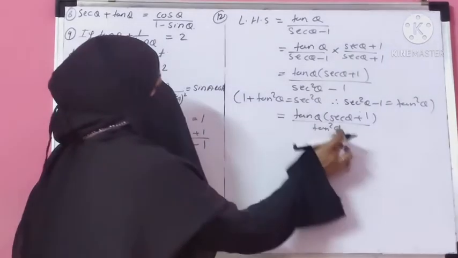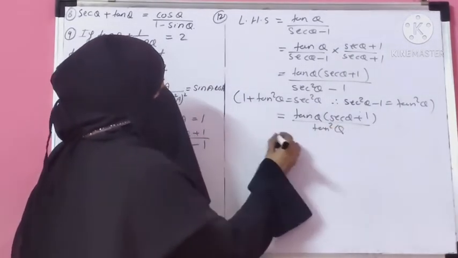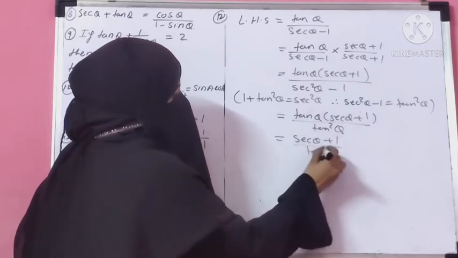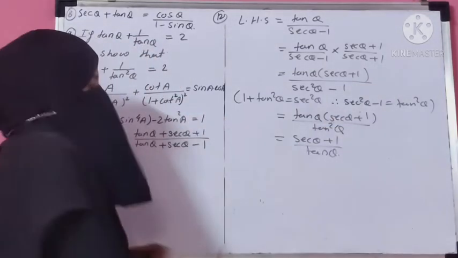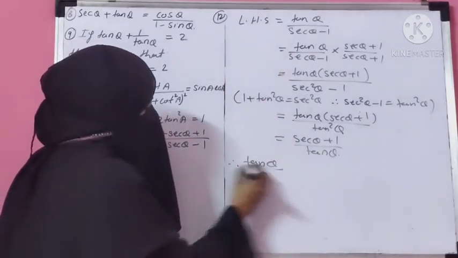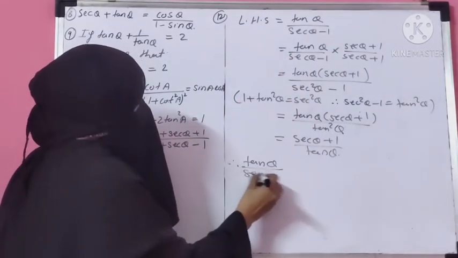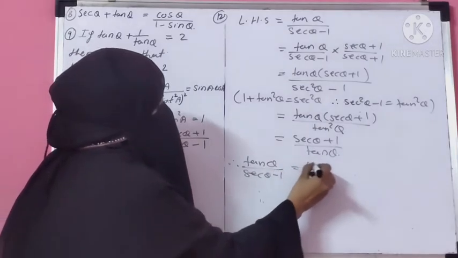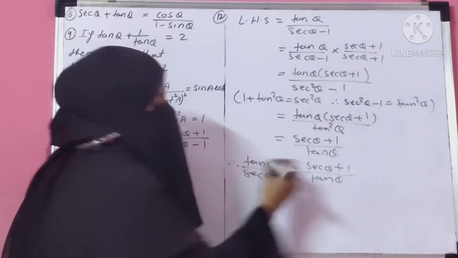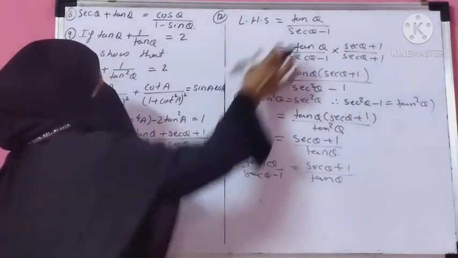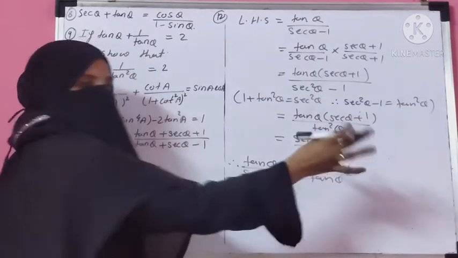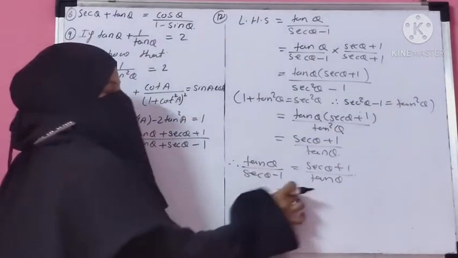Okay. 1 tan gets cancelled. Then the remaining is sec theta plus 1 divided by tan theta. So here we prove the left hand side, that means tan theta upon sec theta minus 1 is equal to sec theta plus 1 upon tan theta. If we prove here, your left hand side part is equal to sec theta plus 1 upon tan theta. Okay. Now these two ratios are equal.